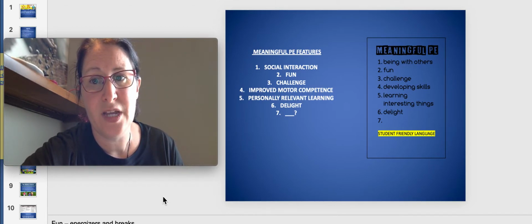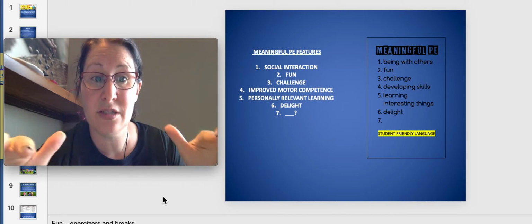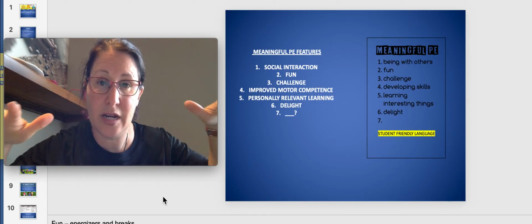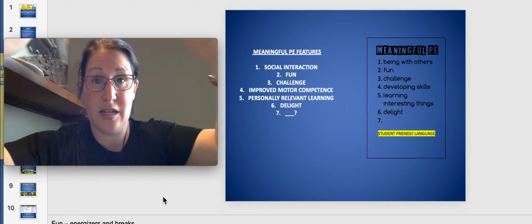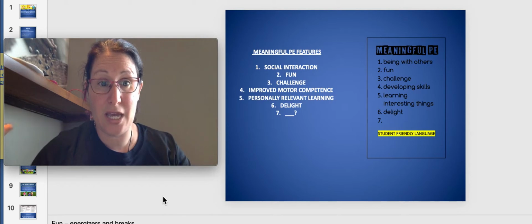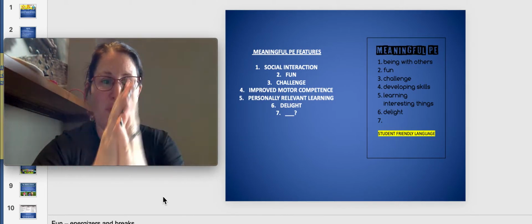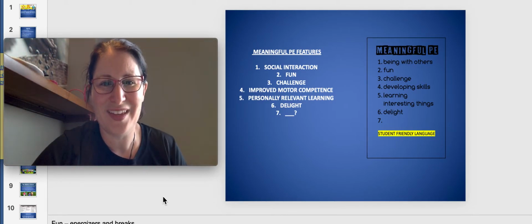So this is the foundations, and if you know this stuff, and you understand this stuff, and you value this stuff, then you take it and you start to apply it in your planning. So this is like big picture, and then we'll slowly work our way into our classrooms.